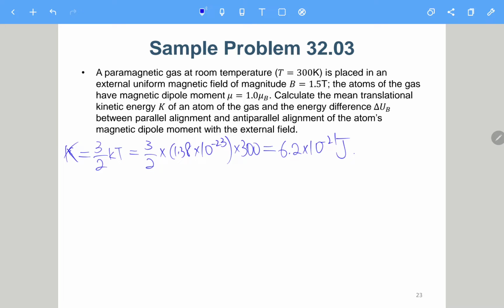Okay, so this is the kinetic energy. It also asks you for delta UB, and actually we need to know the mu first, because it's asked for the parallel alignment with the magnetic dipole moment.